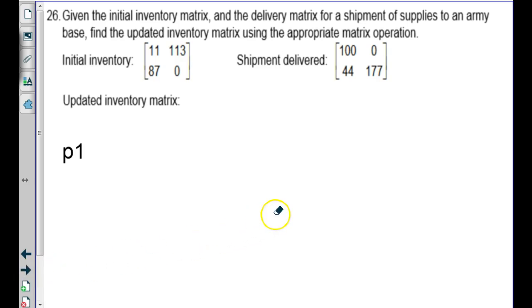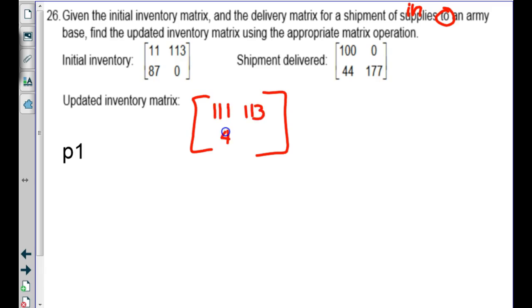All right. Initial inventory. That means this is what we started with. The delivery matrix for shipment of supplies to an army base. Okay, this shipment came in to the army base. I still got people subtracting. If it came in, what is our updated inventory? Just add them together. Somebody help me. 134?